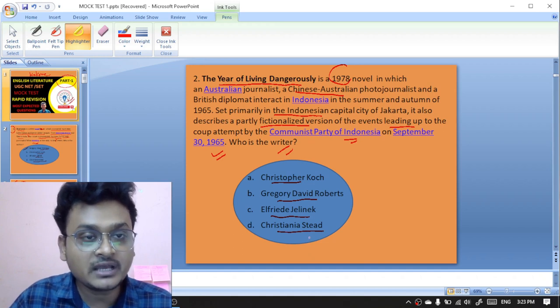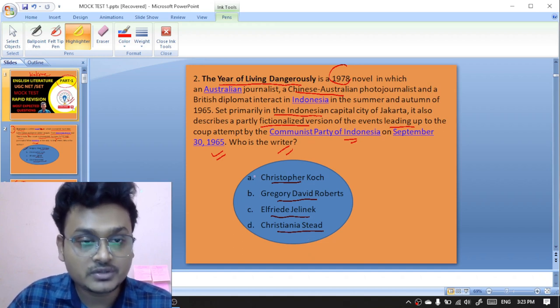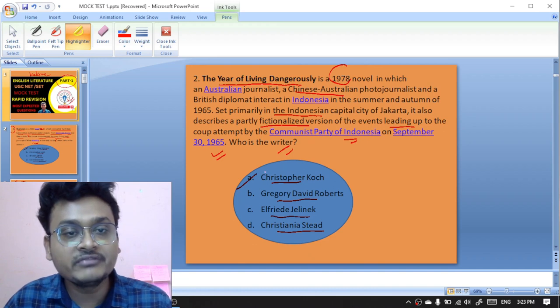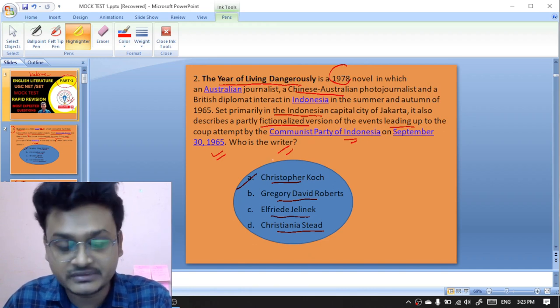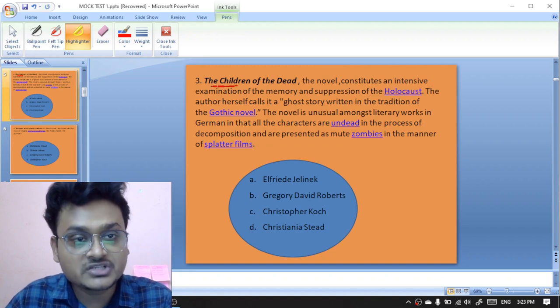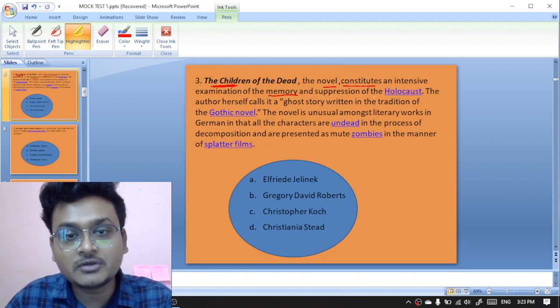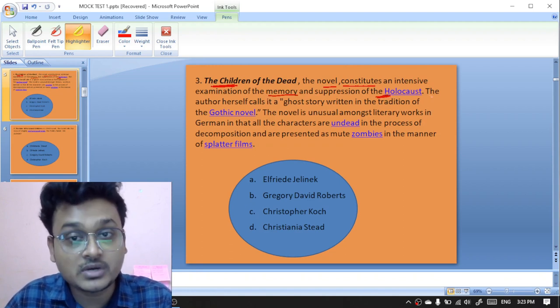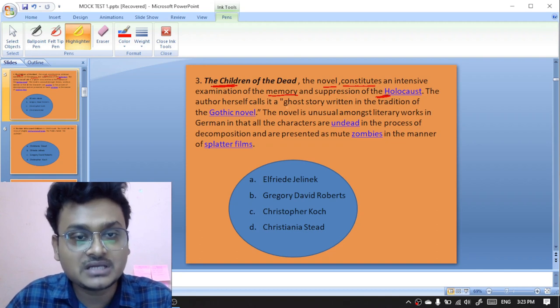So the right option here is Christopher Koch, who has written the novel The Year of Living Dangerously, published in 1978. Moving to the next question. The Children of the Dead is a famous novel that constitutes an intensive examination of the memory and the suppression of the Holocaust. The author herself calls it a ghost story written in the tradition of the Gothic novel.